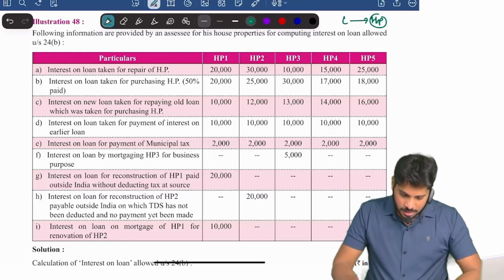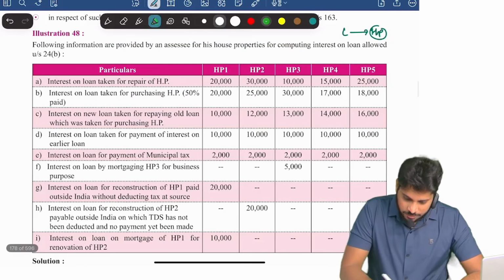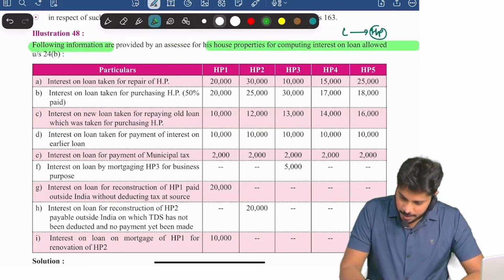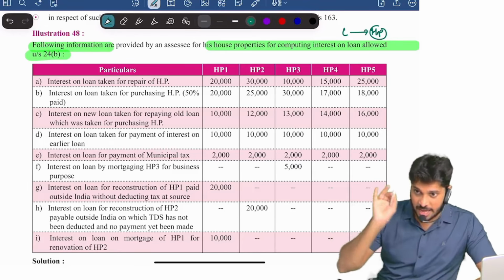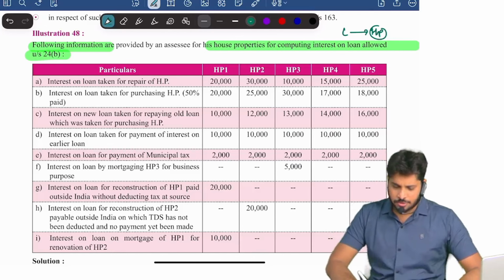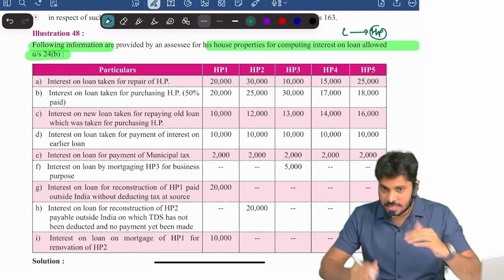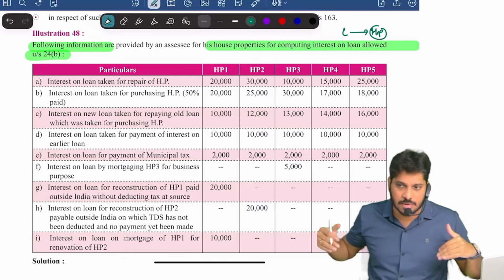Fine. Now they are asking, from the following information provided by the SSE, compute interest on loan allowed. We will see. Okay, this much in depth we don't even have in CA Inter also. Okay, we will see. So from this, if at all any new learning is there, we will put it as a summary now.